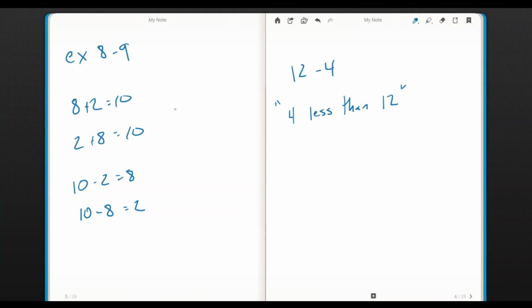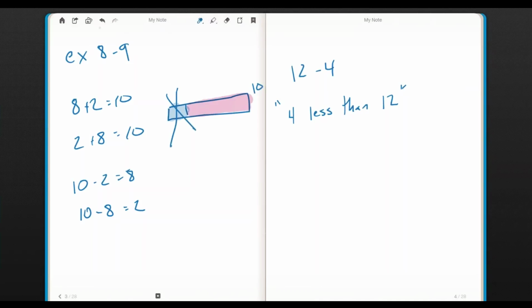The idea, of course, is to understand that if you have a block of 2 and a block of 8, you end up with a total block of 10. If you combine 2 and 8, or 8 and 2, and you take away the 2, what you have left is 8. If you take away the 8, what you have left is 2. We need to really have a good understanding that all of those mean the same thing.